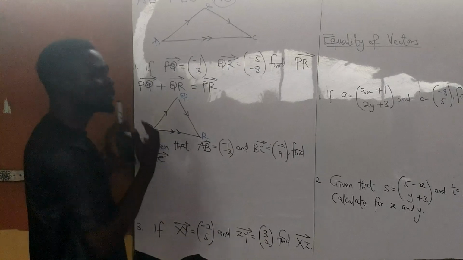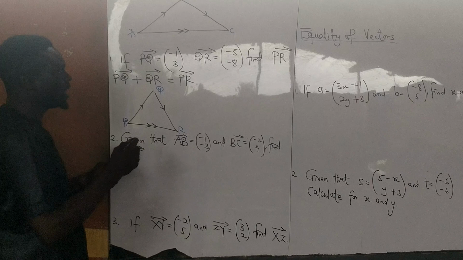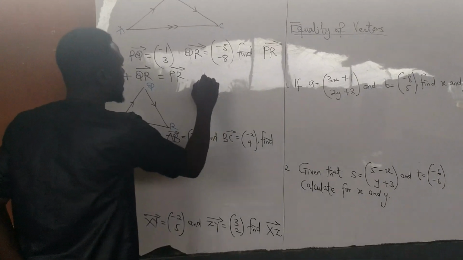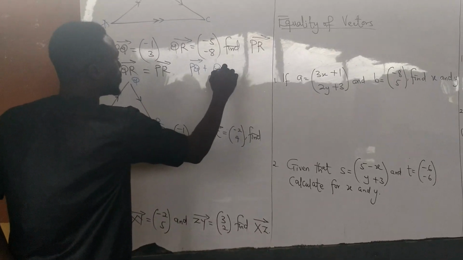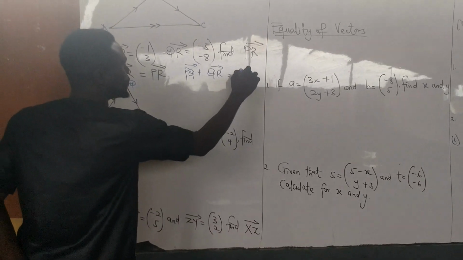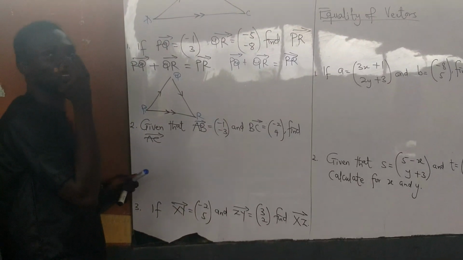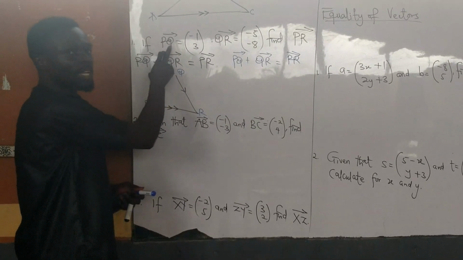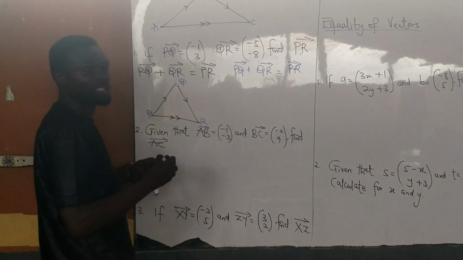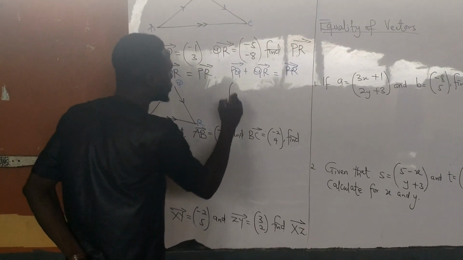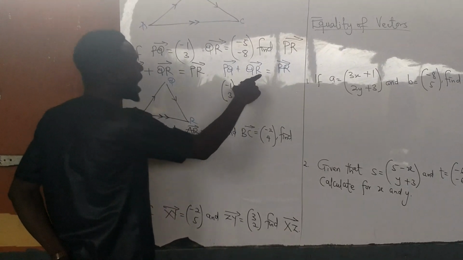So to calculate the resultant vector, we are going to use the one given here, which we have been able to state: vector PQ plus vector QR is equal to vector PR, which is what we have to find. So from the question, if PQ, which is the vector, is (-1, 3), we are just going to substitute that vector. So we have here as PQ, the vector given is (-1, 3), plus QR.